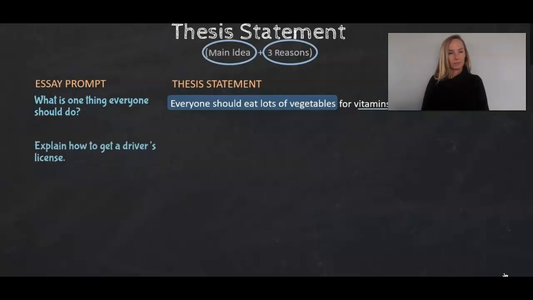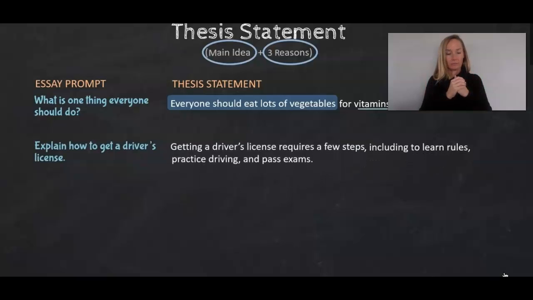Prompt 2. Explain how to get a driver's license. An example thesis statement that answers this prompt is, getting a driver's license requires a few steps, including to learn rules, practice driving, and pass exams. The main idea in this thesis statement is that getting a driver's license requires a few steps.